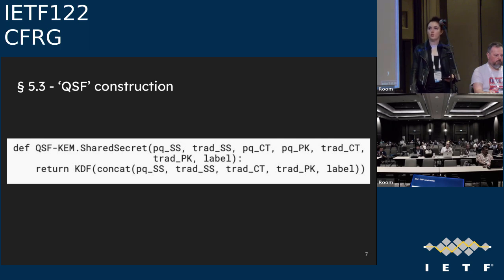The other generic construction is the QSF construction, which is, the name is borrowed from the X-Wing paper, what was it? Quantum Strike Fighter, I think is the name. And this takes in your post-quantum shared secret, traditional shared secret, and so on. You put in all the stuff and then the internal guts, the implementation of the generic combiner, takes what it needs and leaves what it doesn't. You concat your post-quantum shared secret, your traditional shared secret, your traditional ciphertext, your traditional public key, and a label, and that's it. And then you shove that through your KDF.